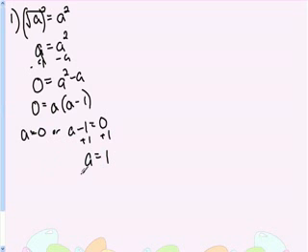You have to check both of those answers to make sure that they work. So if I put it in here, I'm going to say square root of 0 equals 0. Well, 0 times 0 is 0, so yeah, that works.